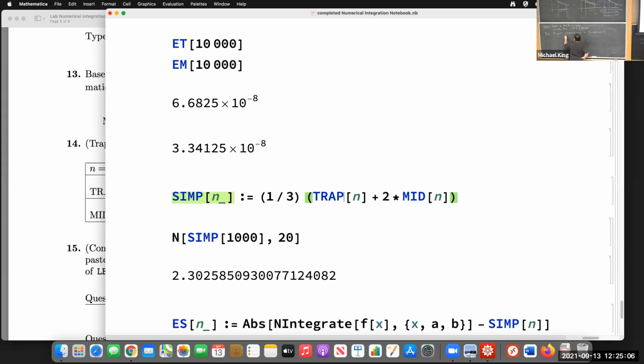The trapezoid error is the absolute value of the actual area minus the trapezoid approximation with rectangles, right? Sorry, pause the share. There's glare on the screen the way I have it. Okay, so this is twice the absolute value of the actual area minus the midpoint estimate.